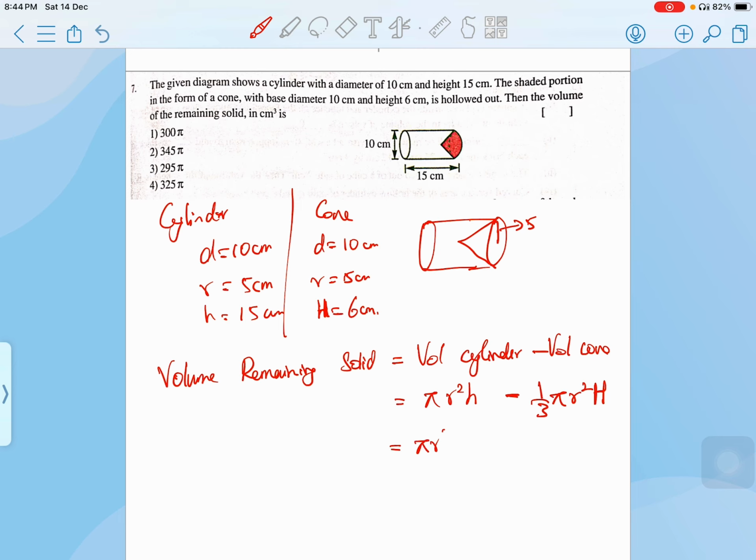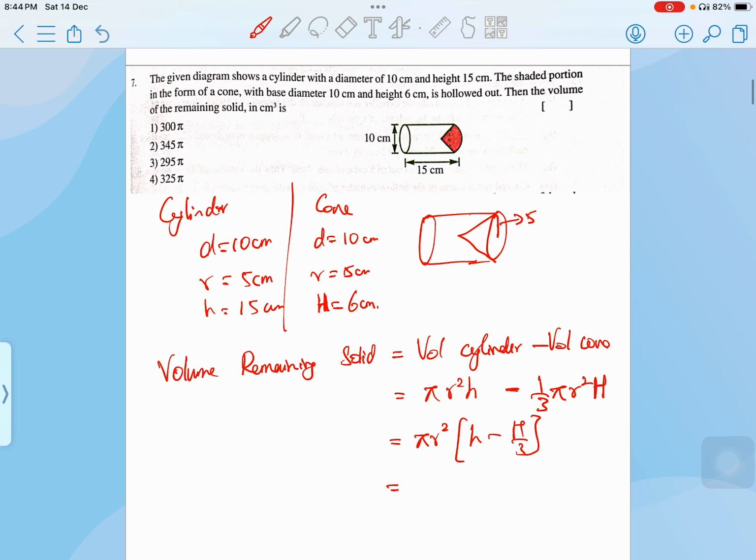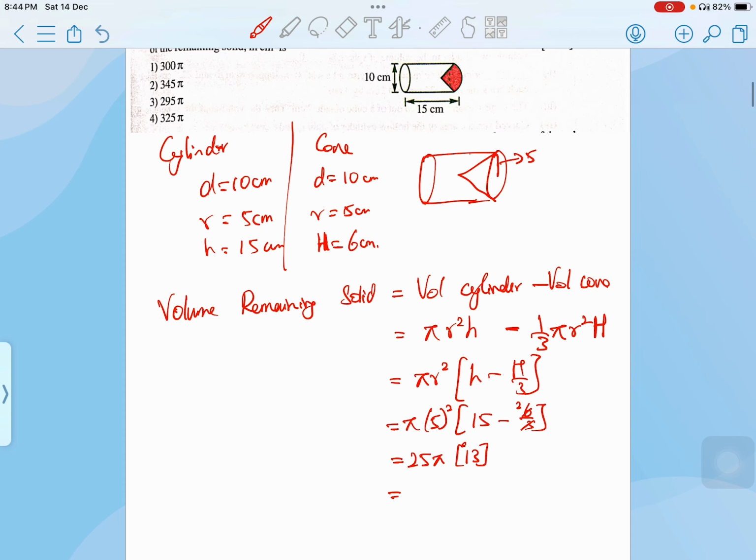Both of them have pi r square, you can take common, h minus h by 3. So pi you can have as it is because your answer involves pi. Radius square, so 5 square into 15 minus 6 by 3. So we'll get 25 pi into 15 minus 2, we'll get 13. So 25 into 13 if you do, you will get 325 pi.